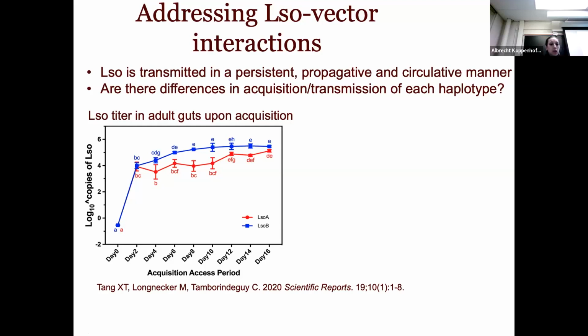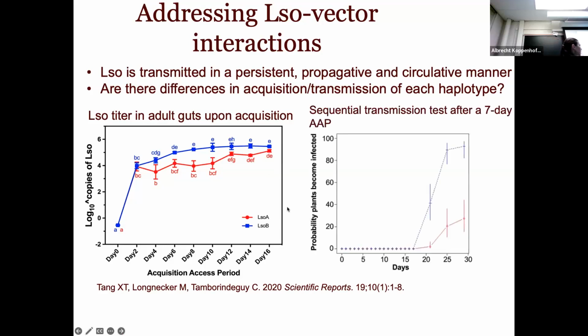So what Xiaotian did is he took the insects and allowed them to feed 7 days, and then every 4 days or so, he would switch them to new uninfected plants, and then we see when the plants first become infected. And we see that plants first become infected around day 21. This is the first day, since we didn't test every day, we tested every 4 days or so. But we see that when the first infected plants appear, there are many more plants infected with LSOB, and the number increases very, very fast, whereas with LSOA, it increases very slowly.